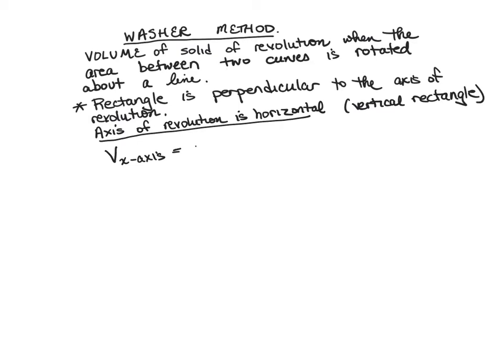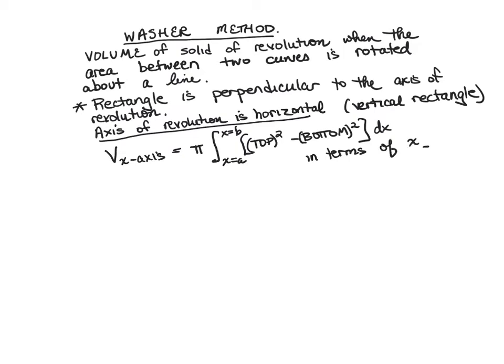And the formula is pi times the definite integral from x equals a to x equals b, whatever vertical lines bound the region, of the top function squared minus the bottom function squared, dx, and again in terms of x. Vertical rectangles, we always integrate in terms of x. Now, let's consider when the axis of revolution is vertical.